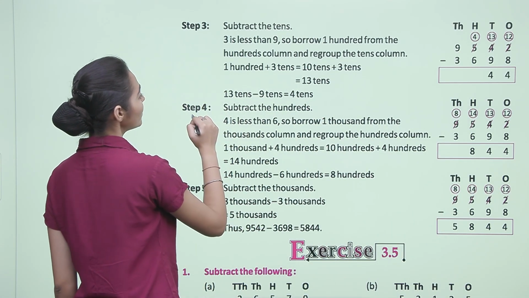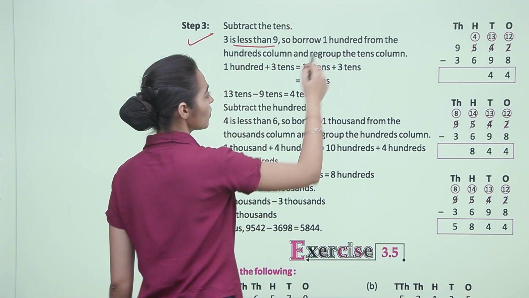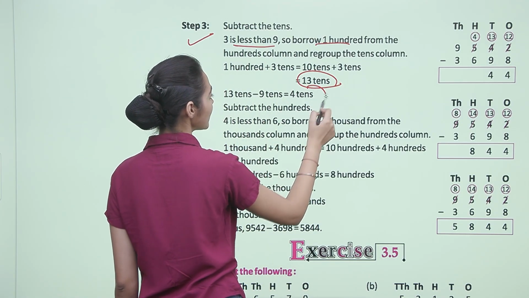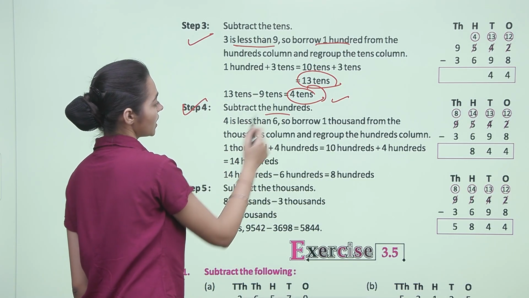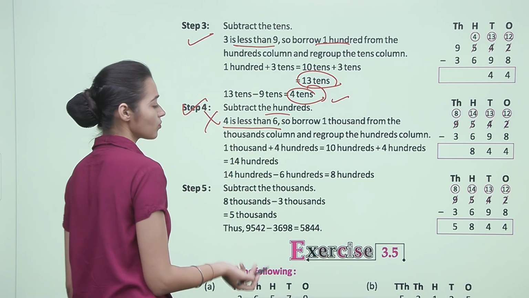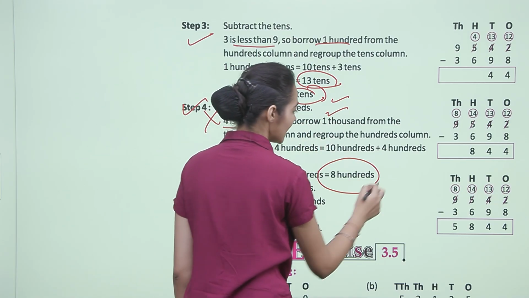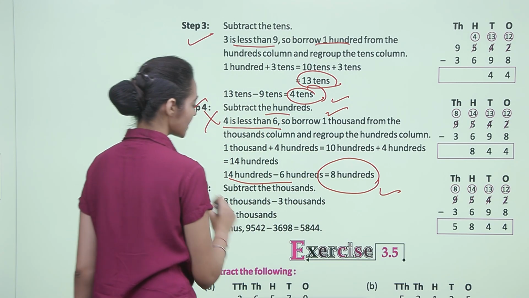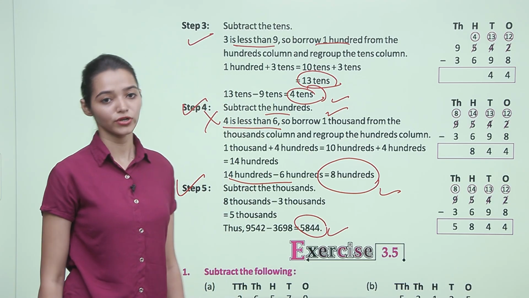Then we write 4 in the ones column. After that, we will be subtracting the tens, and 3 is less than 9, so we will borrow 100 and then it becomes 13. 13 minus 9 is 4. We will write 4 in the tens column. After that, we will subtract the hundreds. 4 minus 6, not possible. We will borrow 1000 and then it becomes 14 minus 6, that is 8, and after that 8 minus 5 is 3, and then the correct answer is 5844.